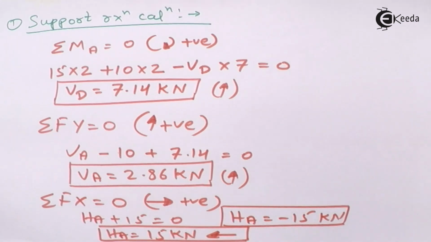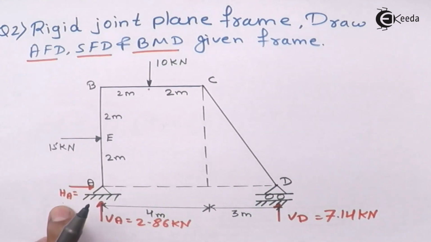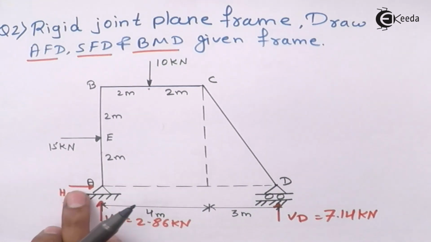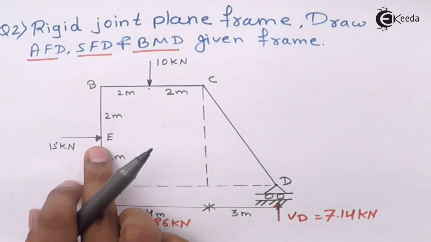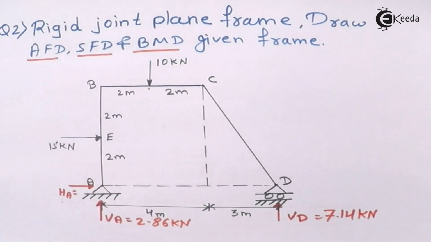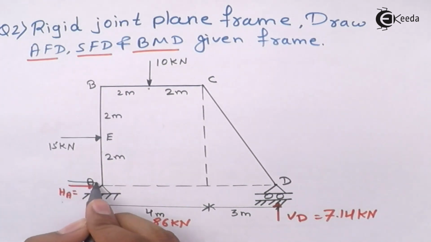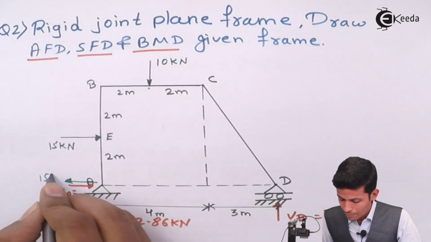Now what you have to do is change the direction of this, because at first we didn't know the direction. Now we got a minus value, which means our assumption was wrong. As you can see, in the x direction only 15 kilonewton is acting. To balance this, the 15 will come on this side. So we can apply it on this side, 15 kilonewton.